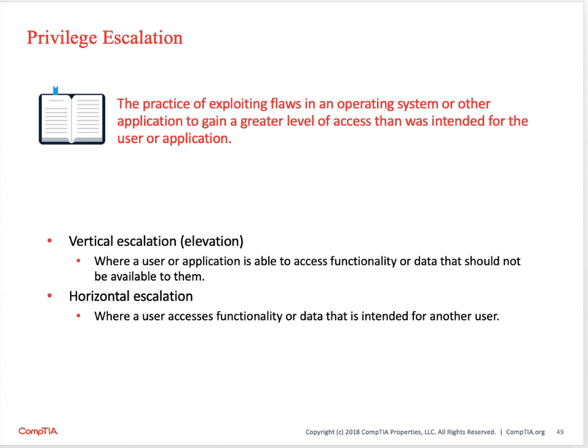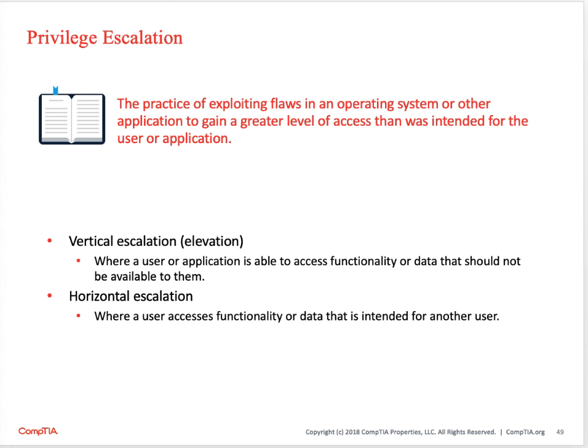We have two different main types of privilege escalation. The first one is vertical escalation, meaning elevation. In a vertical escalation, a user or application is able to access functionality and data that shouldn't be available to them. So, like maybe a user only had read access to something, but not write access or editing or deletion access, right? So now they have more privileges than they should have had.